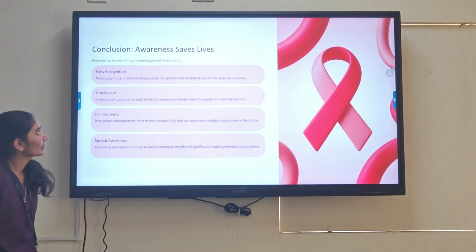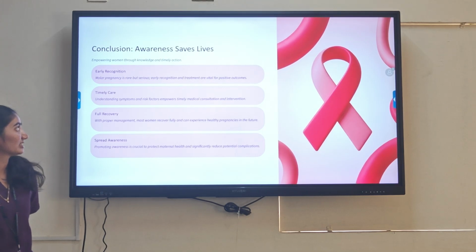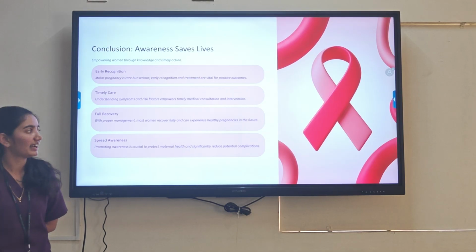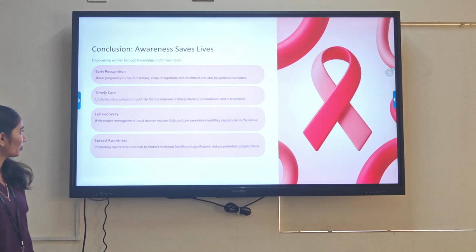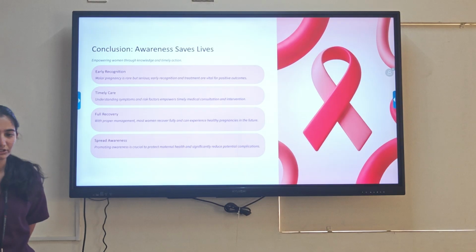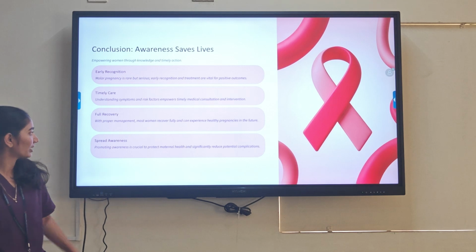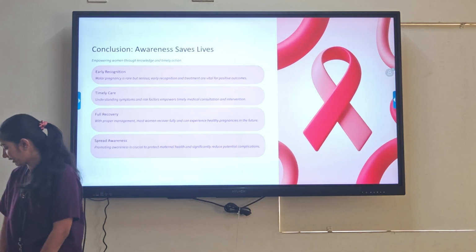So the conclusion: awareness saves lives, as we know. Early recognition: molar pregnancy is rare but serious. Early recognition and treatment are vital for positive outcomes. Timely care: understanding symptoms and risk factors empowers timely medical consultation and intervention. Full recovery with proper management: most women recover fully and can experience healthy pregnancies in the future. Spread awareness: promoting awareness is crucial to protect maternal health and significantly reduce potential complications.